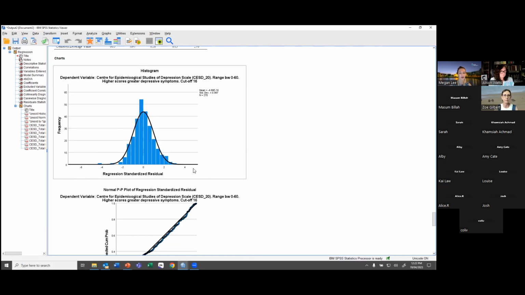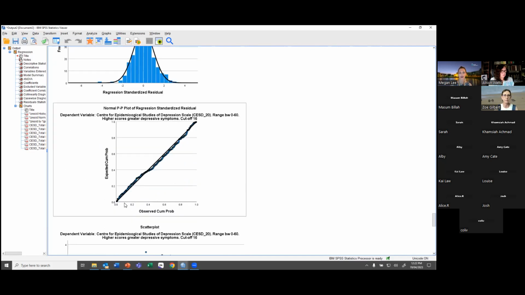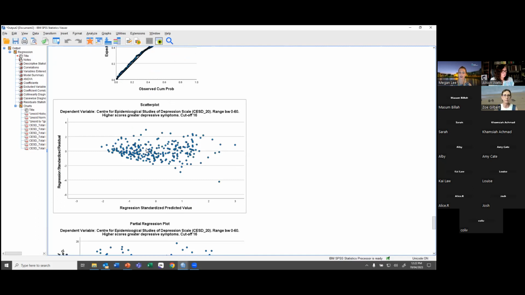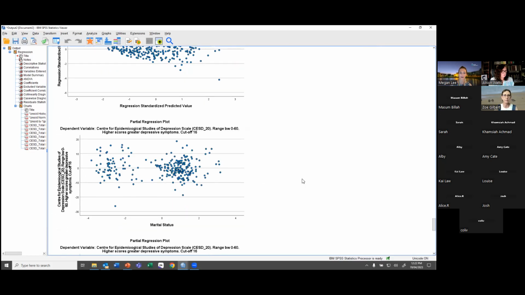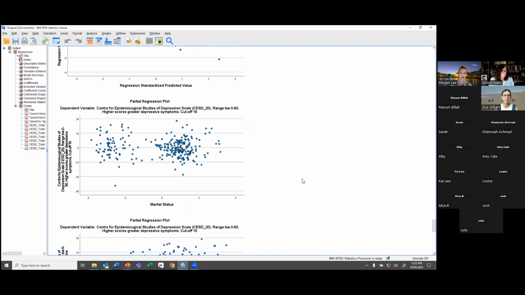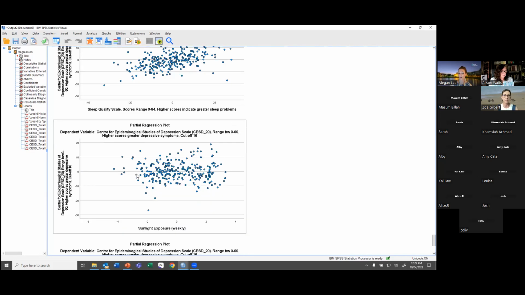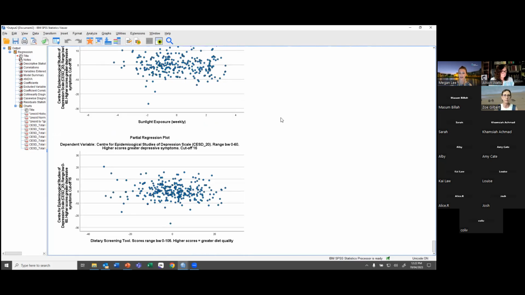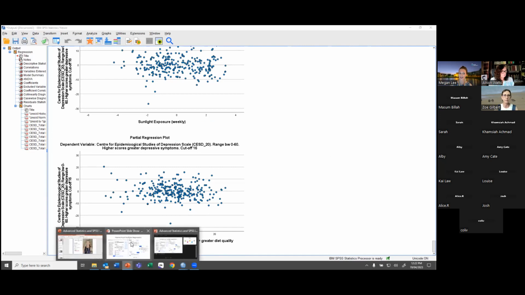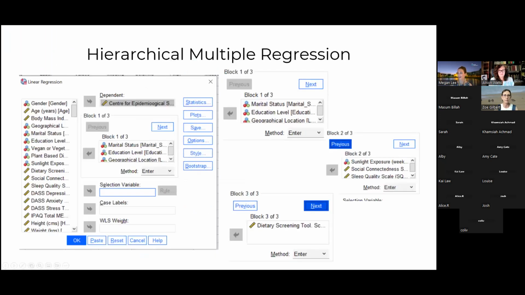Our histogram for CESD is looking way more normal. So the residuals are nice and normal there. In the PP plot, all the dots of the residuals are hugging nice and close to the line. So that's good. Our scatter plot shows that you can put a linear relationship between the outcome and each of the predictors as well. So they all look like you can put a straight line through those dots, which is great. Now, that was very fast and very frantic.